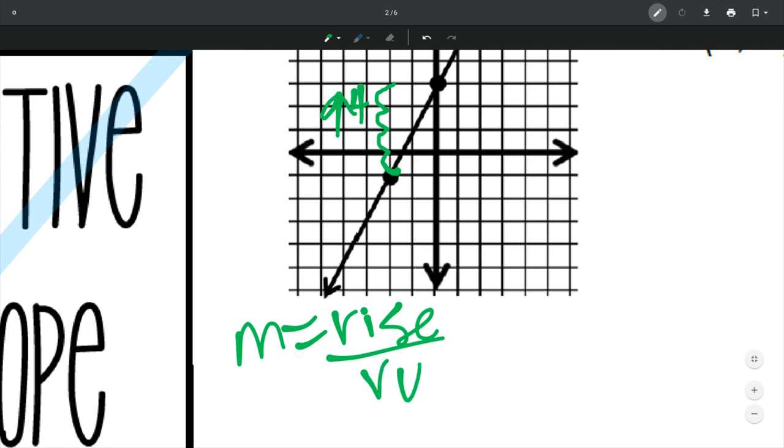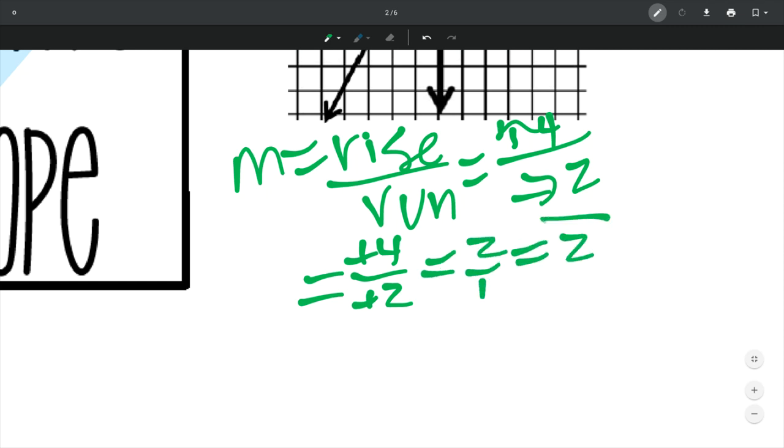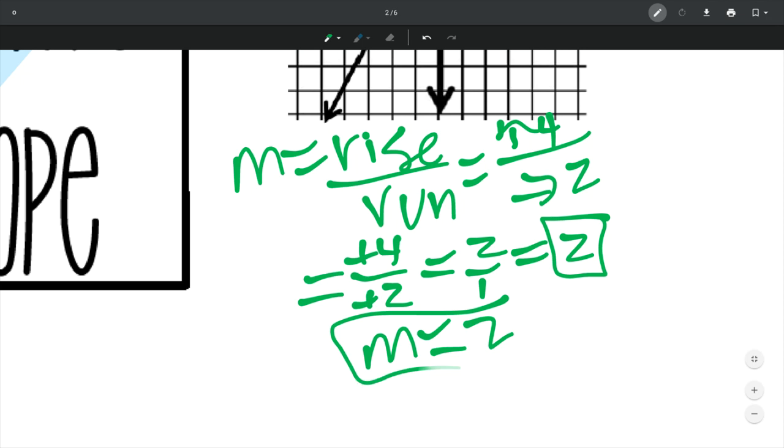This is me getting ready for what we're about to do. We went up 4, and then always to the right, and we ended up going 2. The next step would be to translate it into numbers. So when we're going up 4, it's a positive 4. And because you're always going to the right, it's a positive 2. Positive 4 over positive 2 simplifies to 2 over 1, which is really just 2. So your slope with this is 2.